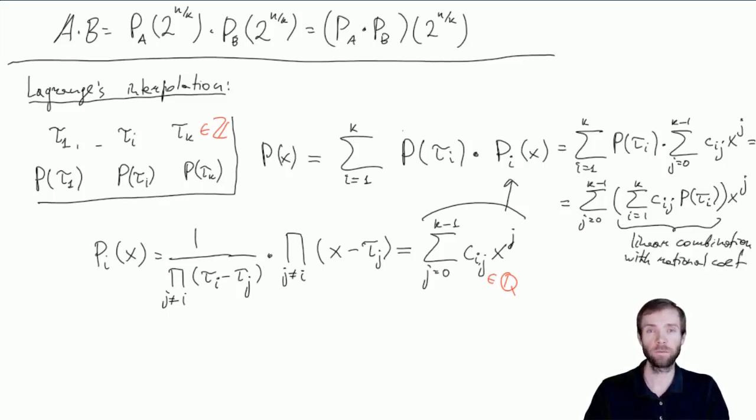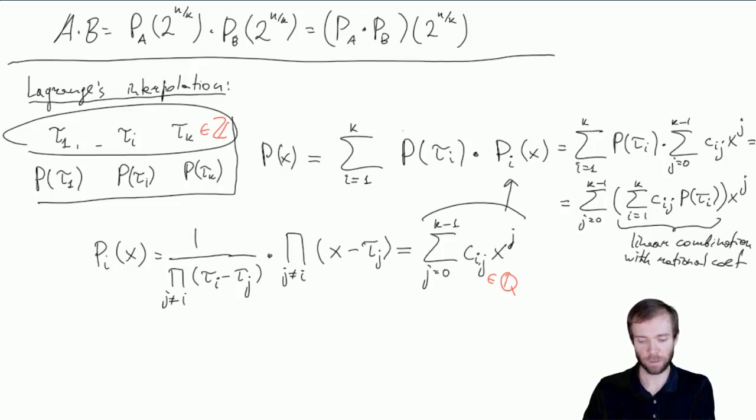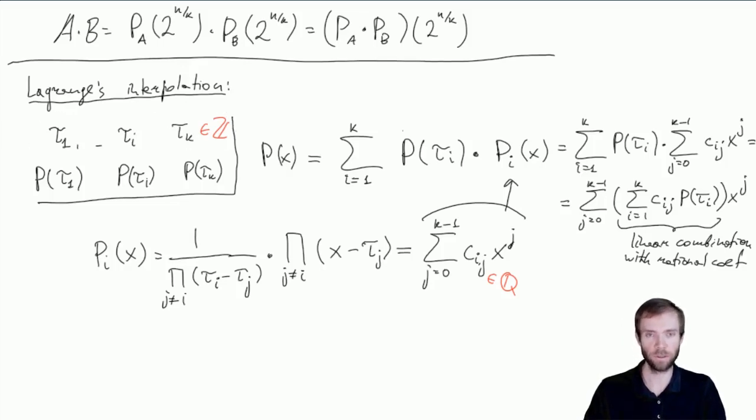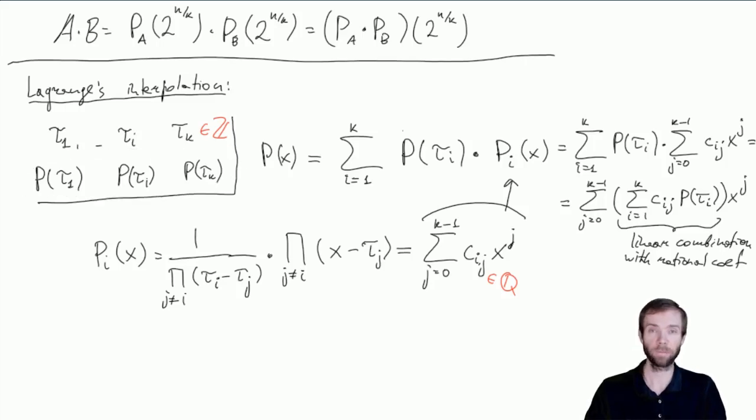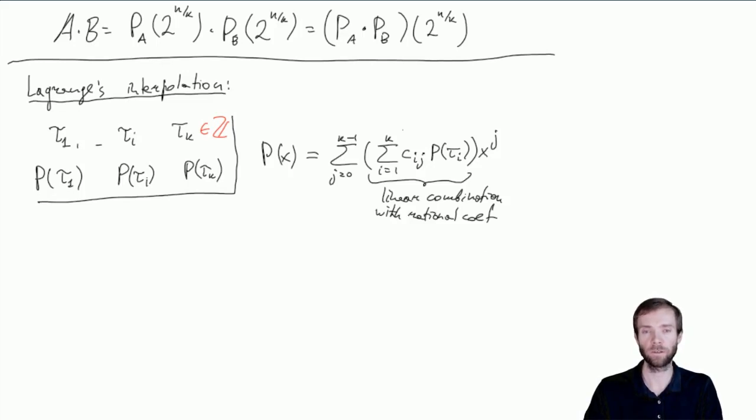And this is the actual corollary of Lagrange interpolation that we'll use. Given that we have fixed points and all these points are integers, the polynomial that takes these values at these points can be expressed as follows, where c_ij are rational numbers depending only on the taus.